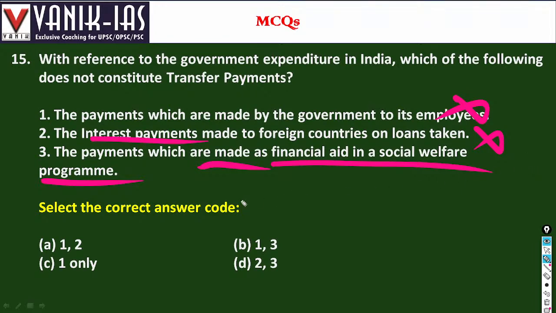So which of the following statements are correct, that do not constitute transfer payments? One and two do not constitute transfer payments. Transfer payments are free payments by the government, right? So options one and two are the right answer.